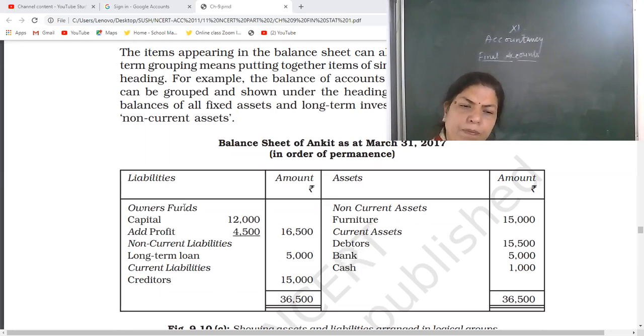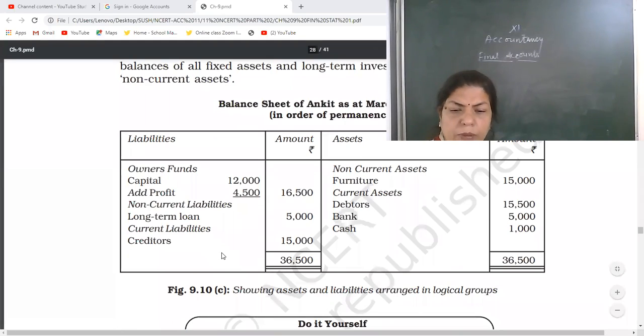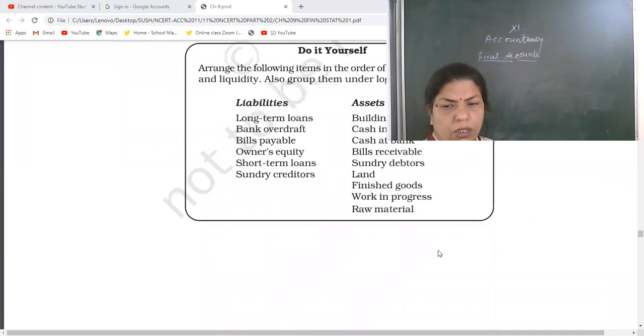Same way for grouping the liabilities also. Current liabilities, non-current liabilities. Current liabilities means those liabilities which we have to pay within 1 year. And non-current liabilities are known as long-term liabilities, long-term loans, etc.